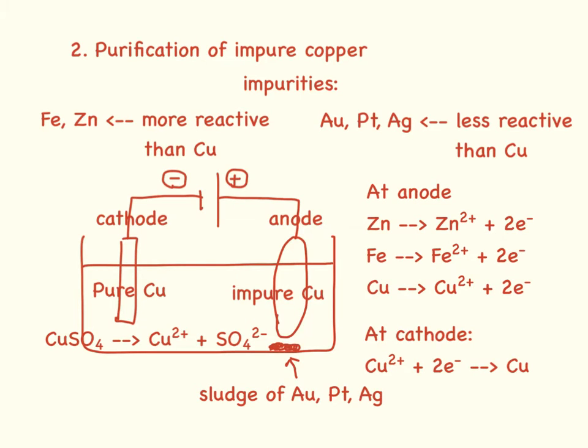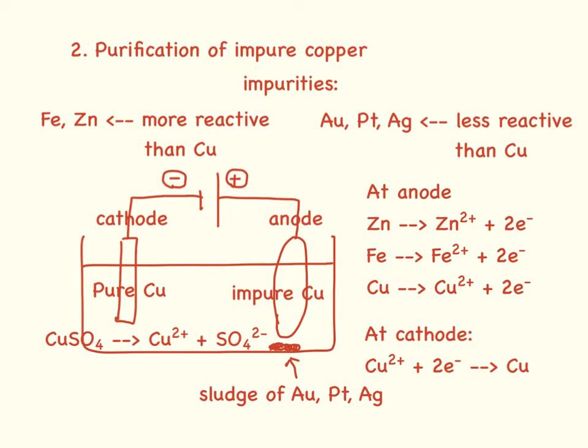The second application of electrolysis, purification of impure copper. This is the electrolytic cell. A pure copper rod is connected to the cathode. The impure copper object is connected to the anode of the electrolytic cell, using copper 2 sulfate as electrolyte.